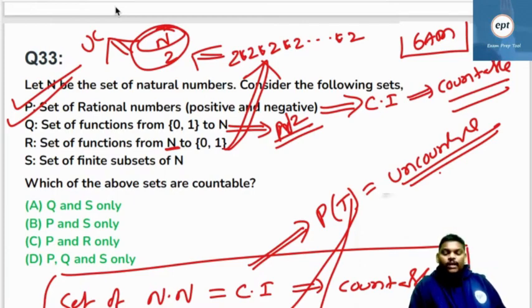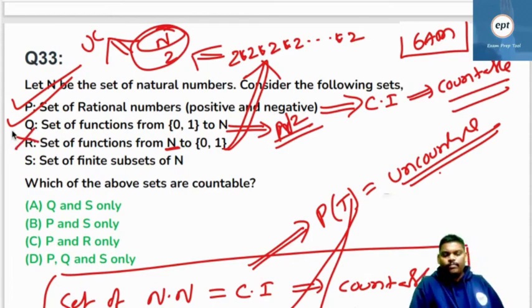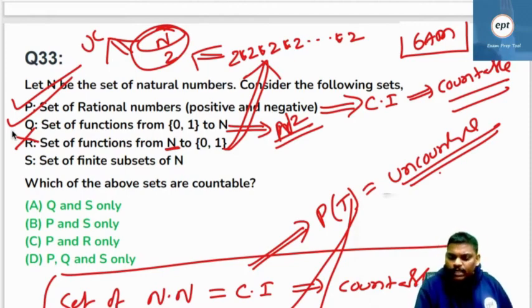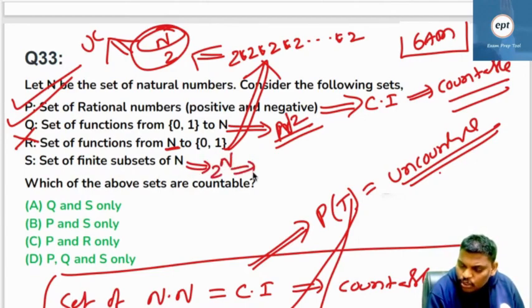N is countably infinite. 2 power n is uncountable. So remember, R is uncountable. Set of finite subsets of N. Interesting answer. The set of subsets of N is 2 power n, which is going to be uncountable.